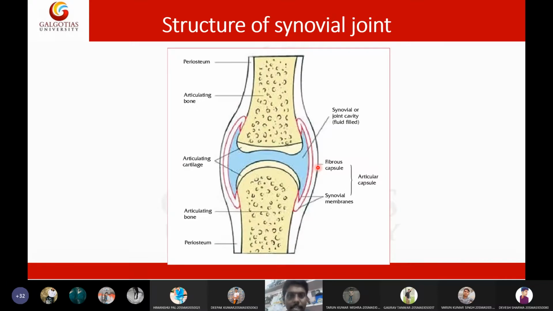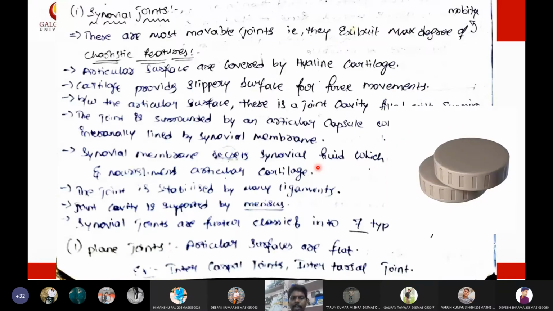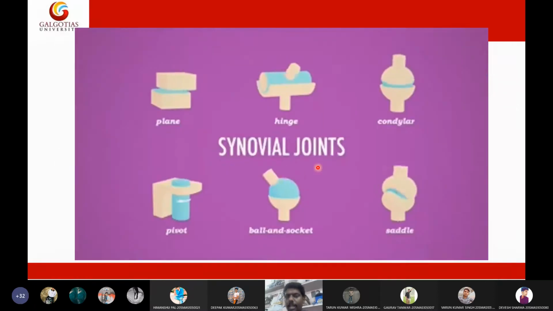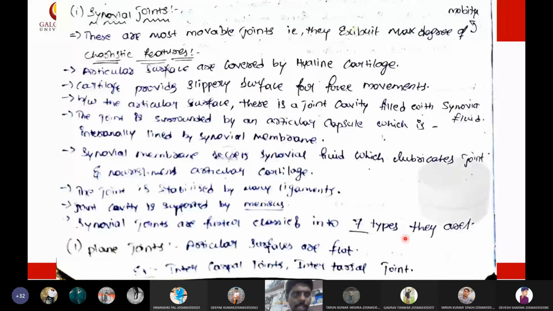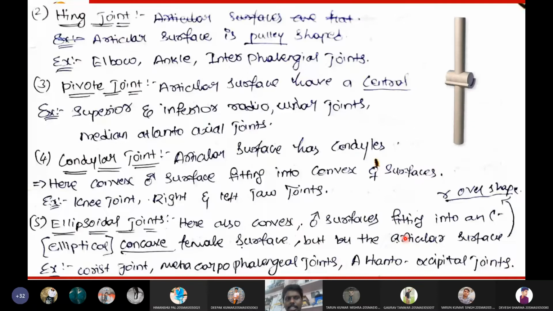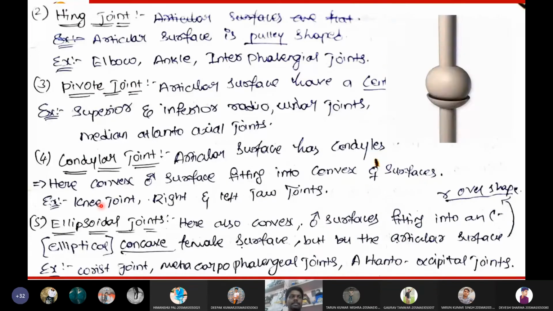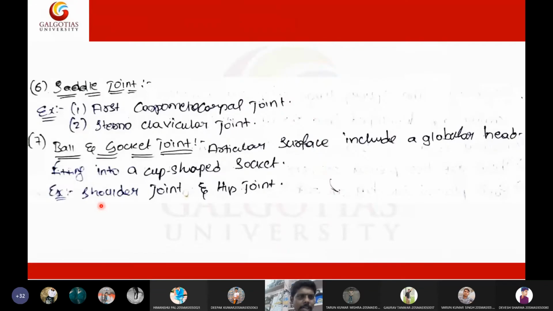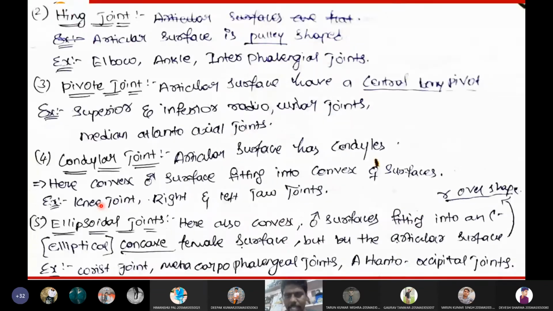Then coming to the types of synovial joints. We have seven types of synovial joints. We have plane joints, hinge joints, condylar joints, pivotal joints, ball and socket joints, then saddle joints. So we have plane joints, hinge joints, pivotal joints, condylar joints, ellipsoidal joints, and saddle and ball and socket joints. Now let us discuss in detail each and every joint.